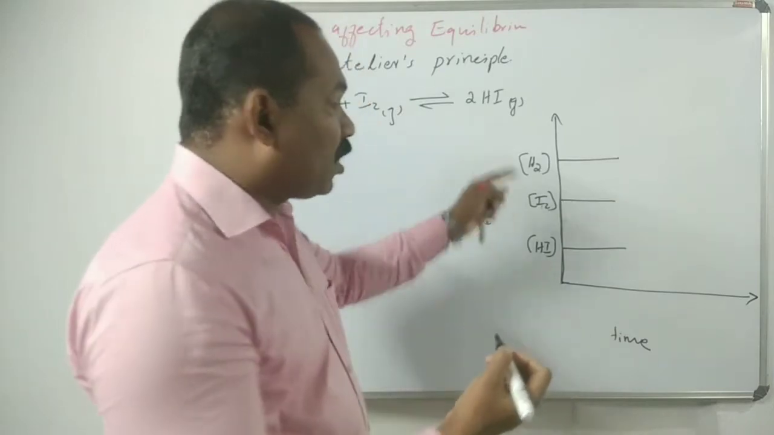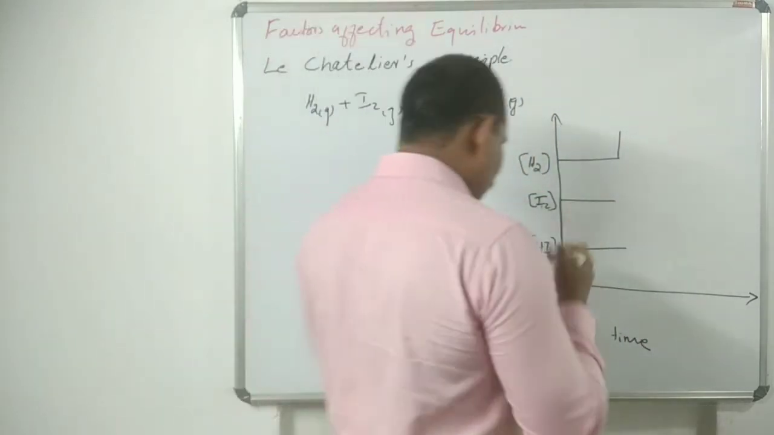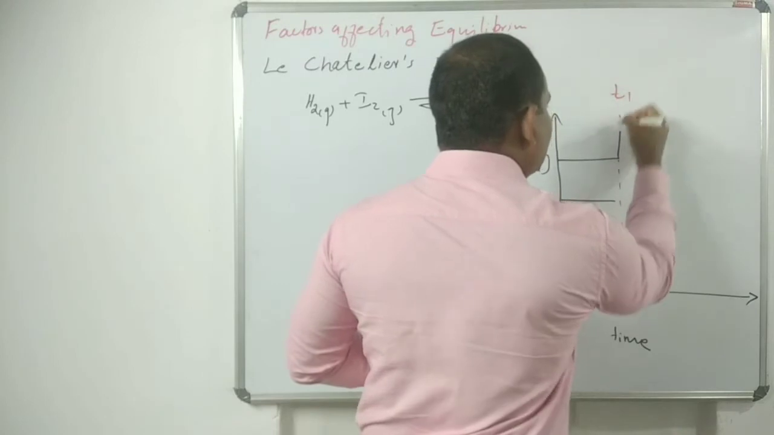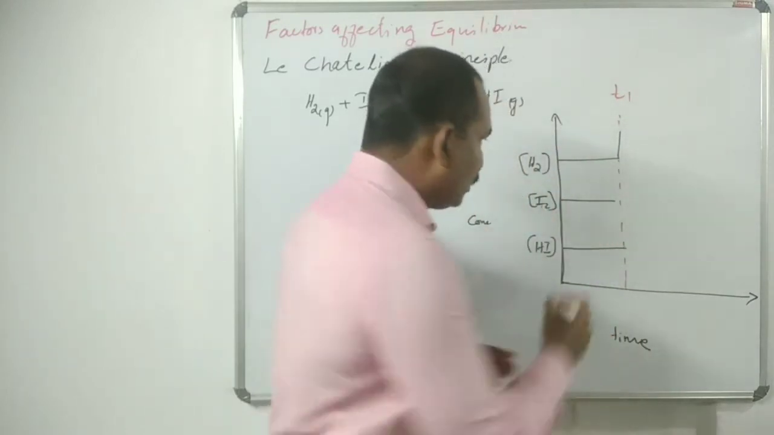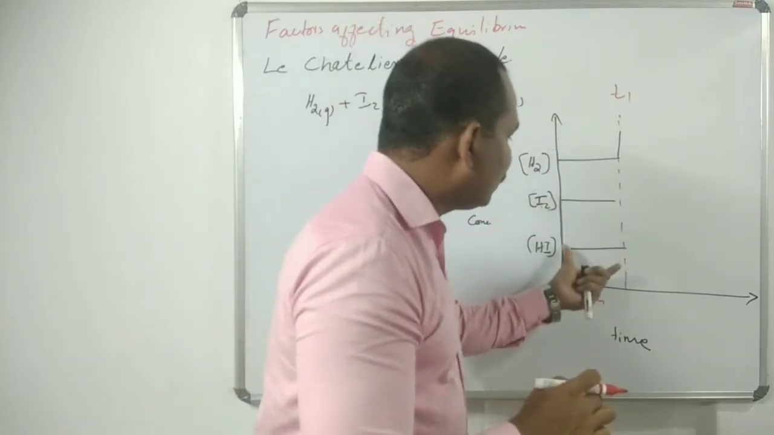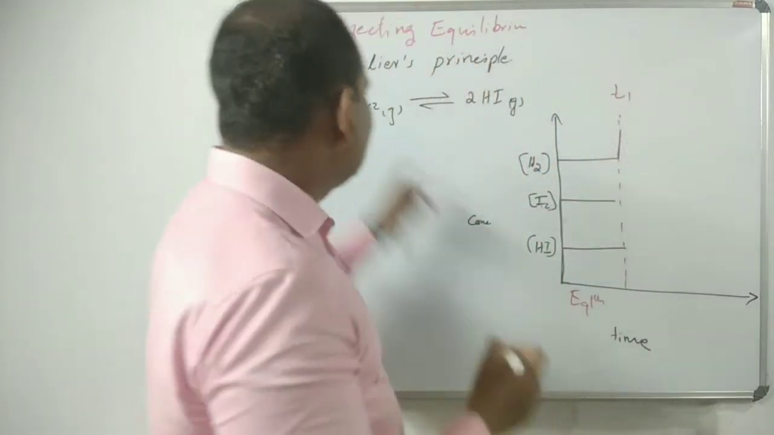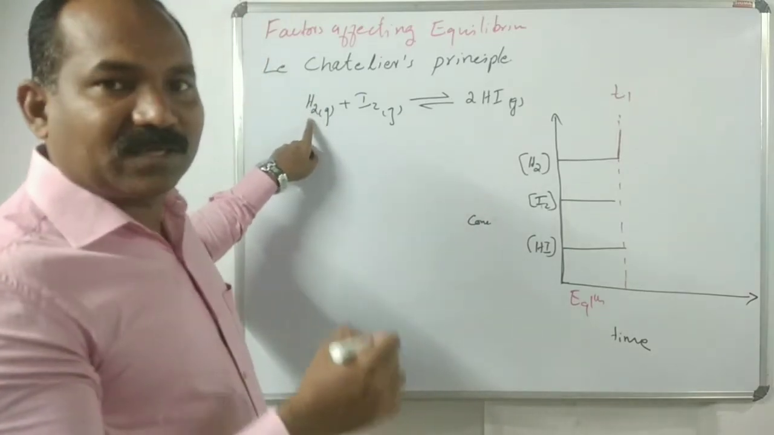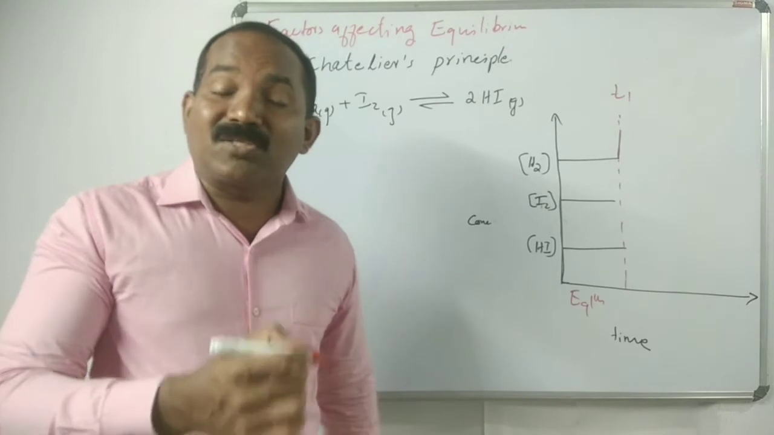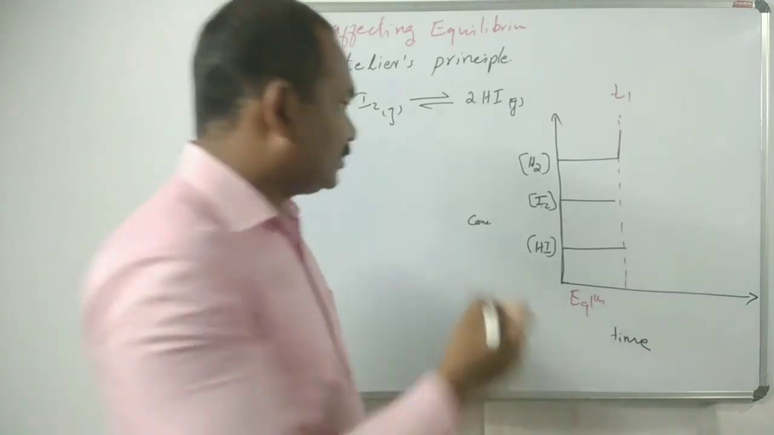When we increase the concentration of hydrogen, this time is taken as T1. This is equilibrium, so the concentration doesn't change. When we increase the concentration of hydrogen, what happens? The equilibrium is disturbed. The system automatically tries to nullify the effect of the change.